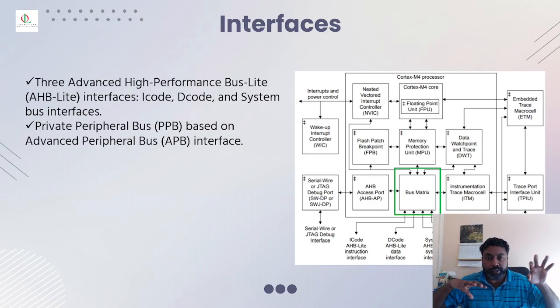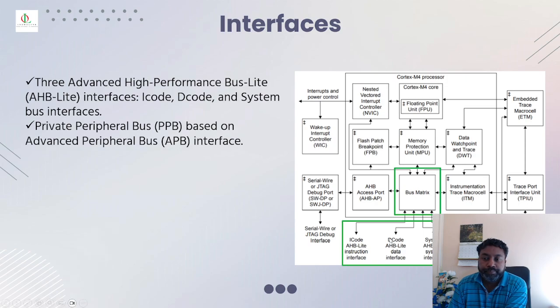So that's where the 2 different buses come into the picture, linking the advanced high performance bus to the advanced peripheral bus through a bridge. And these are the APB debug system interface. You can use that to debug your program.